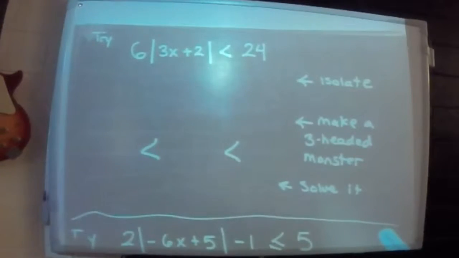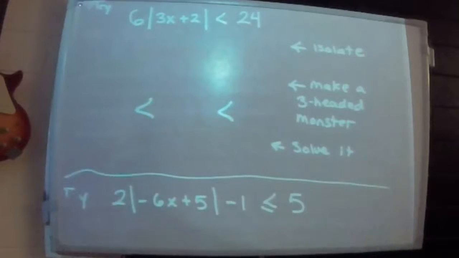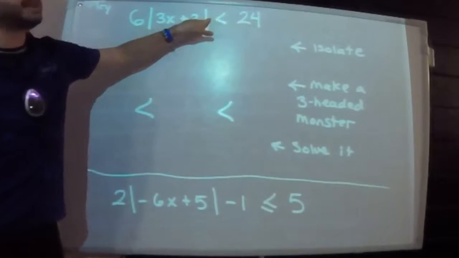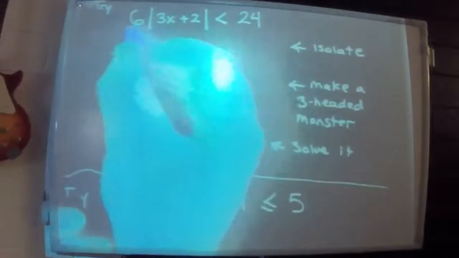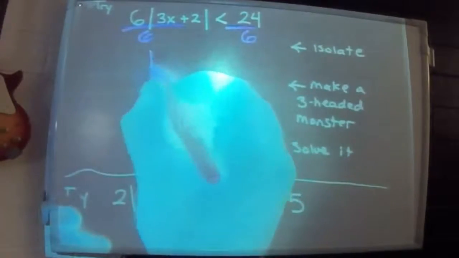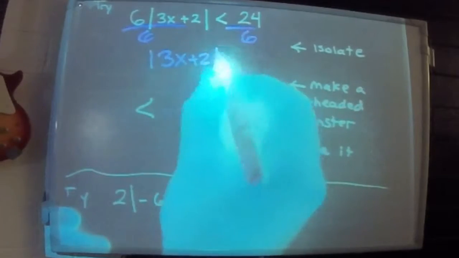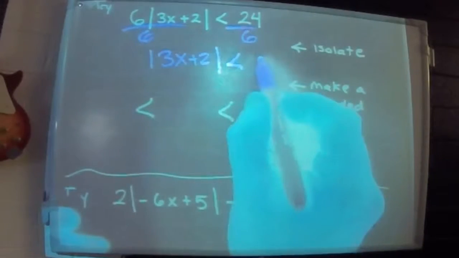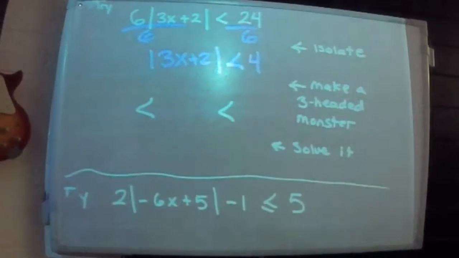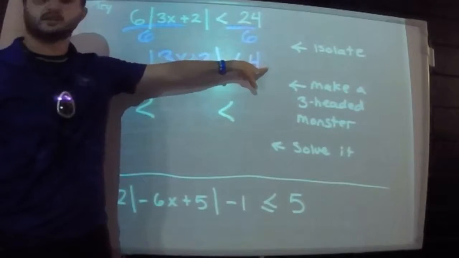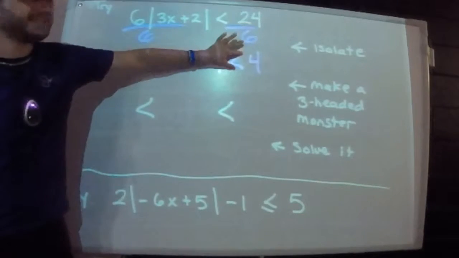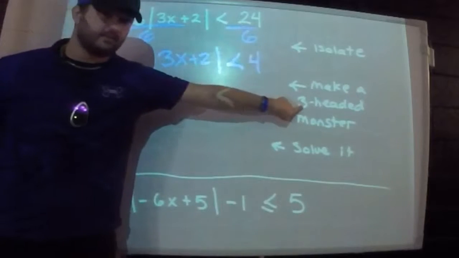All right, so let's try this next one up top. Before we can do anything, we have to isolate. There's nothing over here being added or subtracted, so all you've got to do is divide by 6, and you'll have the box isolated. So now you've got the absolute value of this junk is less than 4. Anytime you have absolute value less than, you make a three-headed monster.